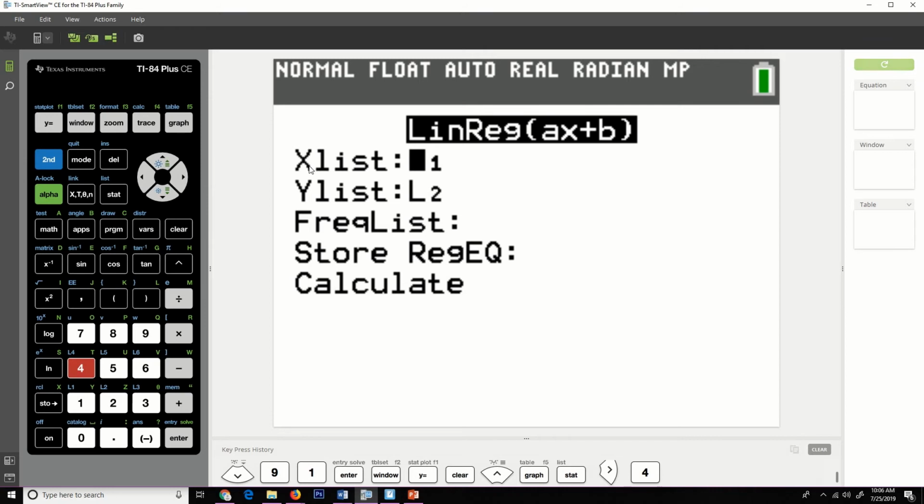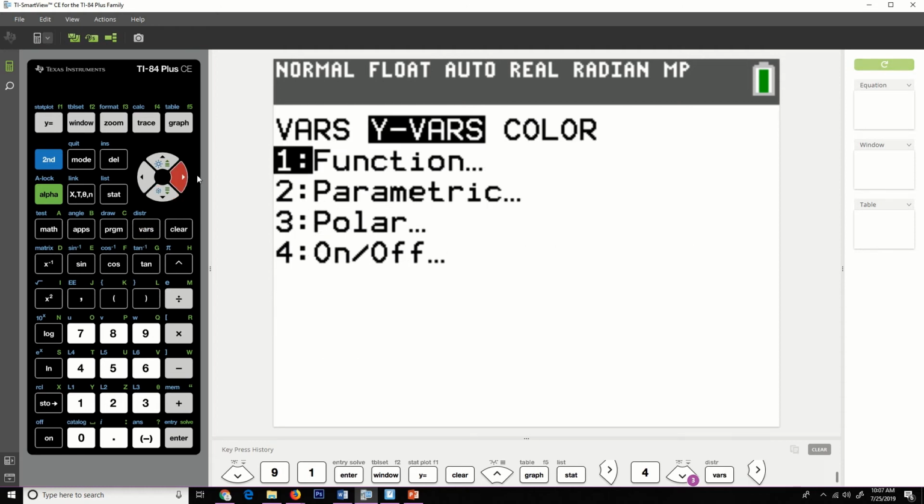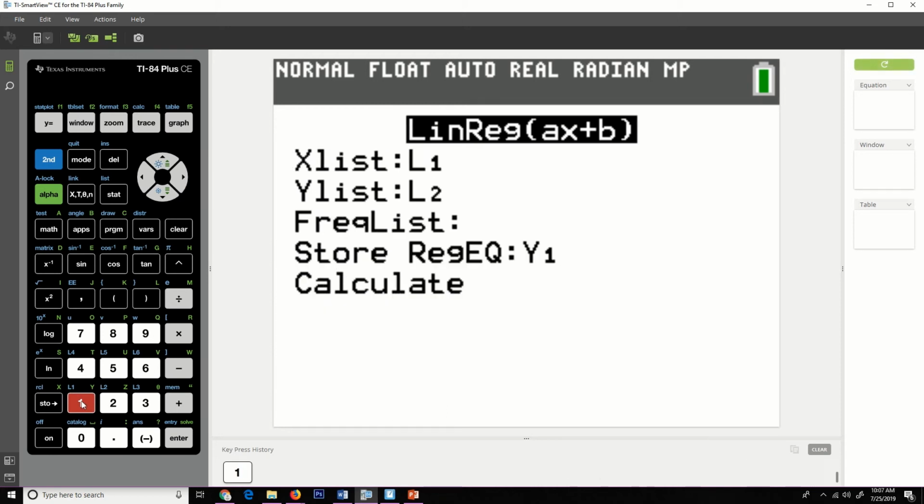We want to make sure that our X list is in L1, our Y list is in L2, and our frequency list is empty. Then there's this store regression equation, which is nice for the TI-84s. We can actually tell it to plug the equation into the calculator if we want to use it. The way we do that is you hit the VARS button, go over to Y-VARS, choose function, and hit 1. If you don't do that, it's okay, you just have to write it down. But this one will do it for us, and that saves us a little bit of time.